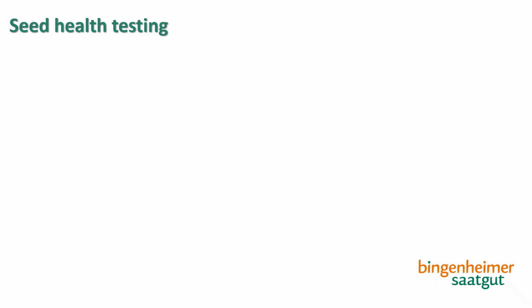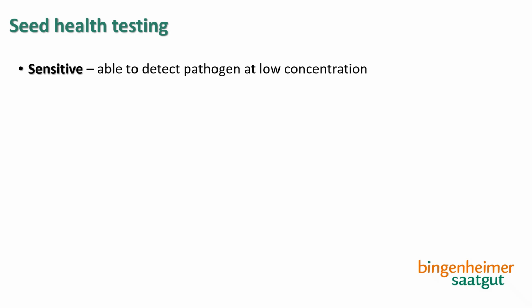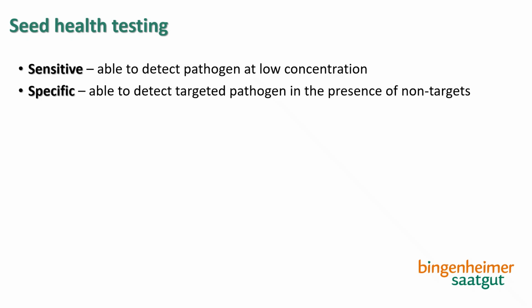Seed health testing has 2 main goals. The first one is to identify relevant pathogens on or in seeds and also to quantify them. For seed health tests to be reliable, they must meet several criteria. It has to be sensitive, meaning able to detect the pathogen even at a low concentration. It has to be specific, meaning able to detect the targeted pathogen in the presence of non-targets, for example, in carrots, to detect Alternaria dauci in the presence of Alternaria alternata.